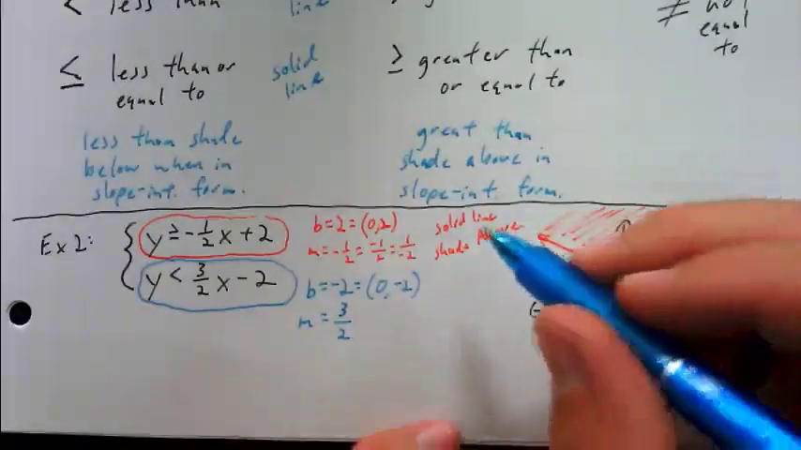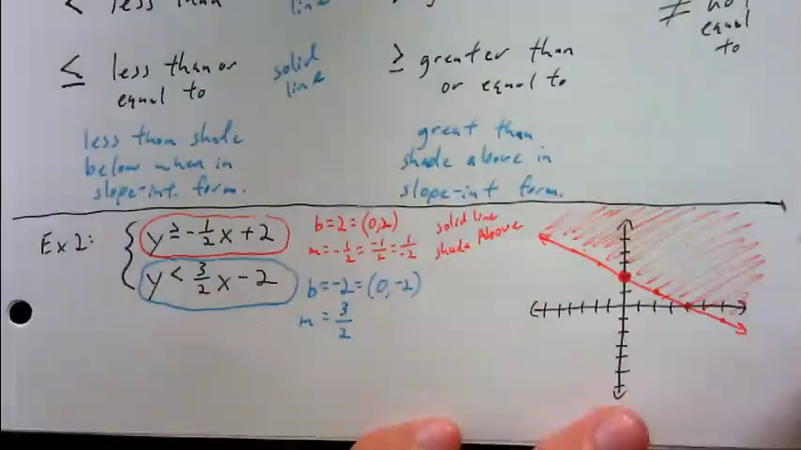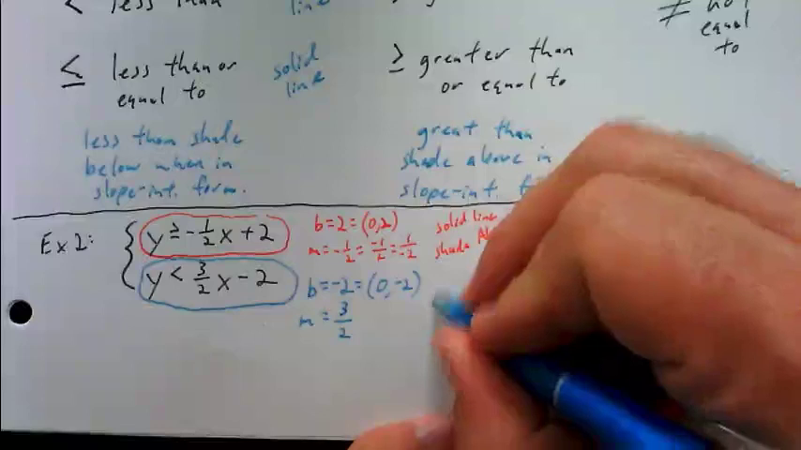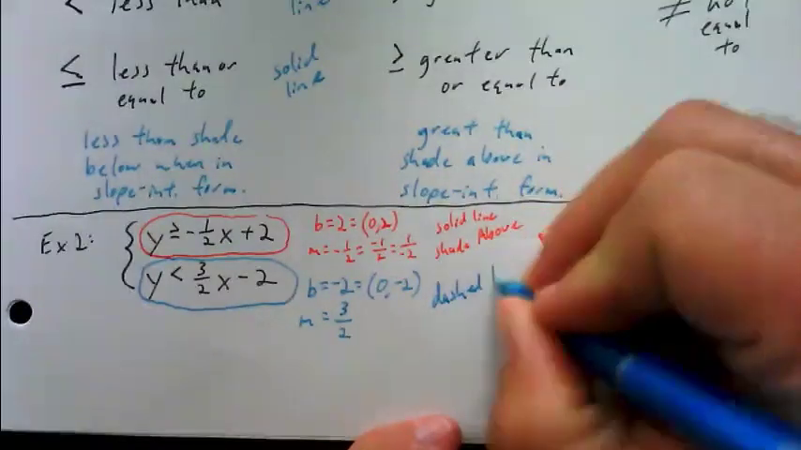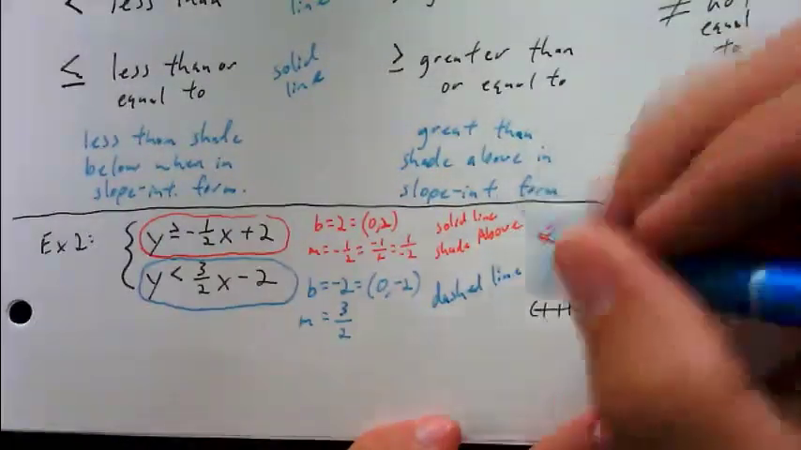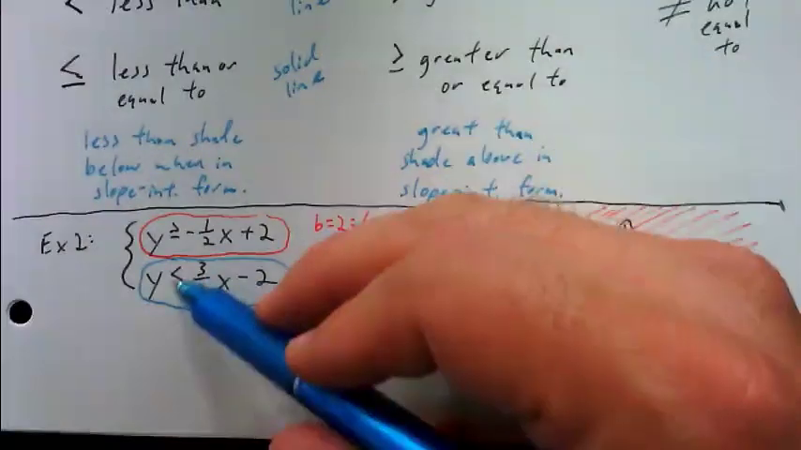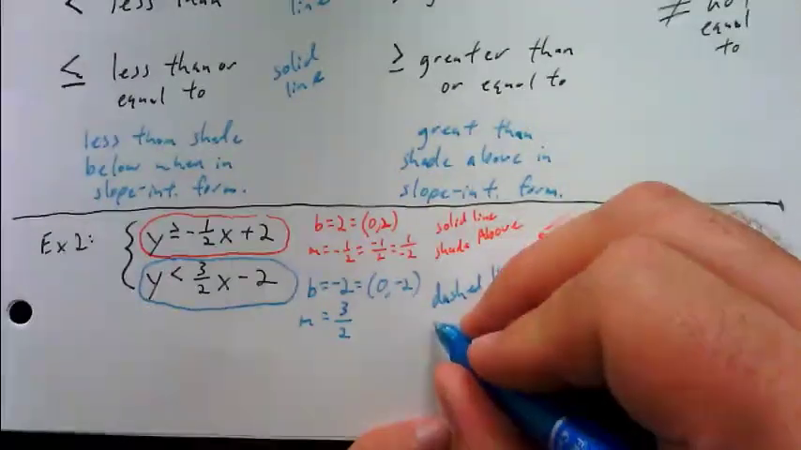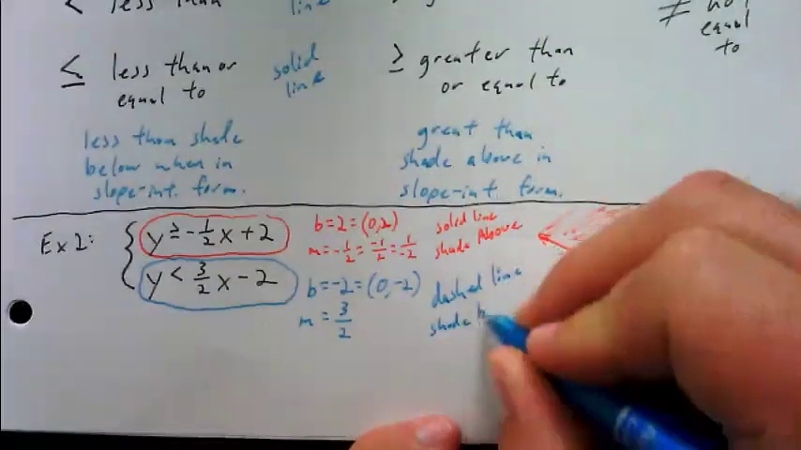So, other things I need to include, is this one solid or dashed? Dashed, because it does not have the and equal to, so it's not going to be included. So dashed line. Again, if you want to call it dotted, that's fine too. And then am I shading above or below? Below, because it's a less than, so I'm shading below. So shade below.